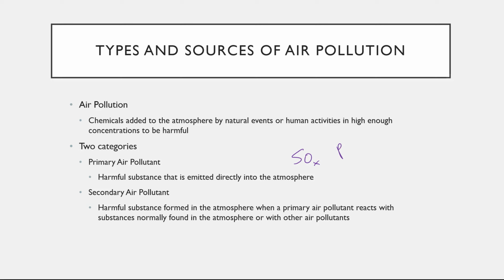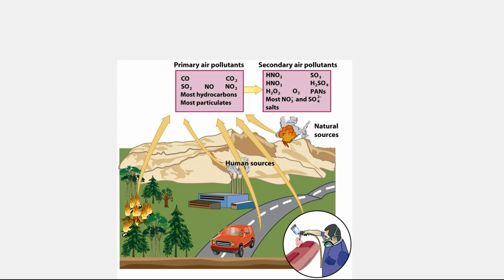Now, they will often undergo reactions in the atmosphere and dissolve into water to create sulfuric acid, which would be a secondary air pollutant. Okay, so the primary pollutant would be sulfur oxide. That's what's directly emitted to the atmosphere. Secondary pollutants are created through chemical reactions that occur in the atmosphere. All right. So here are some examples of our primary air pollutants that come through usually some form of combustion, okay? And then their associated secondary pollutants. Most of our acid precipitation is the result of secondary pollutants.